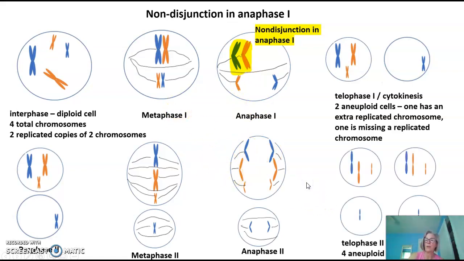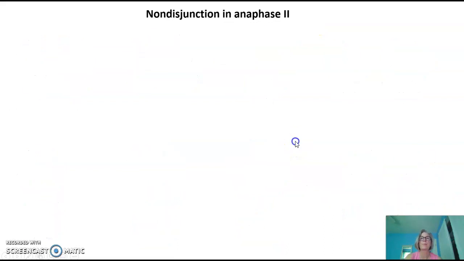And at telophase 2, or cytokinesis, I will end up with 4 aneuploid cells. 2 of them will have an extra unreplicated copy of a chromosome, and 2 of them are missing an unreplicated copy of a chromosome. So when you have a non-disjunction event in anaphase 1, all 4 of the gametes produced are aneuploid. They have either too many or too few copies of the chromosome.